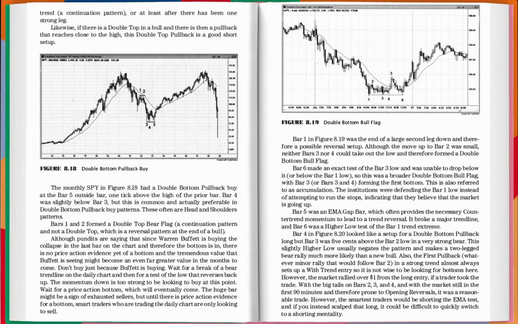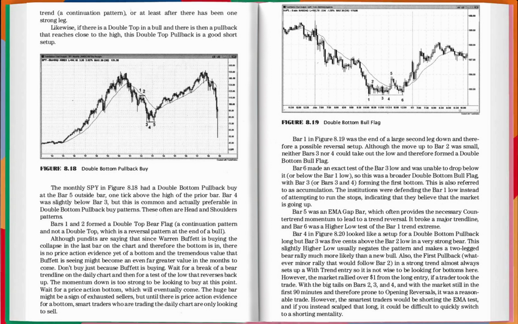Bar 4 in Figure 8.20 looked like a setup for a double bottom pullback long, but Bar 3 was 5 cents above the Bar 2 low in a very strong bear. This slightly higher low usually negates the pattern and makes a two-legged bear rally much more likely than a new bull. Also, the first pullback, whatever minor rally would follow Bar 2, in a strong trend, almost always sets up a with-trend entry, so it is not wise to be looking for bottoms here.